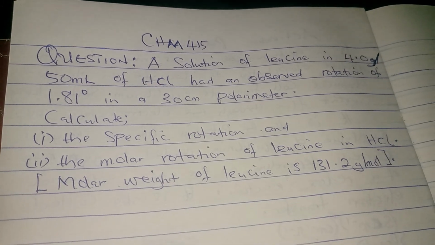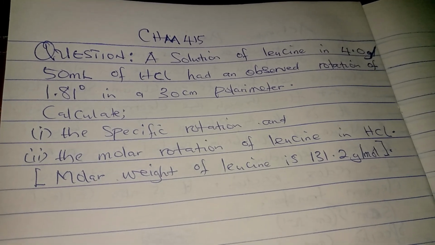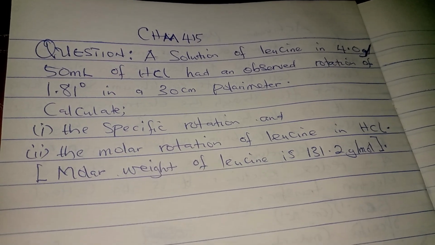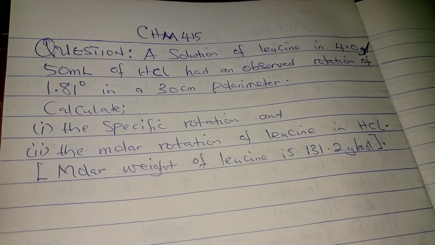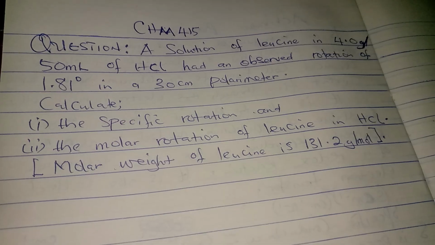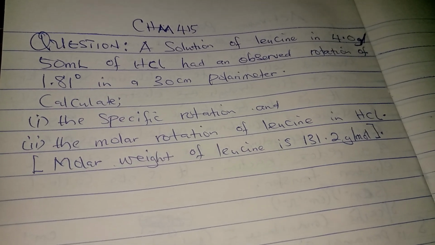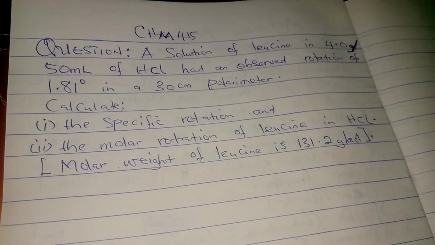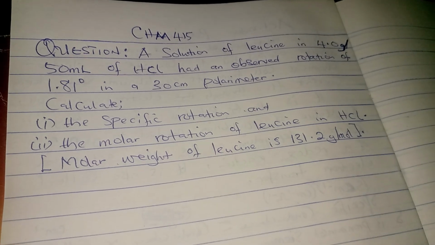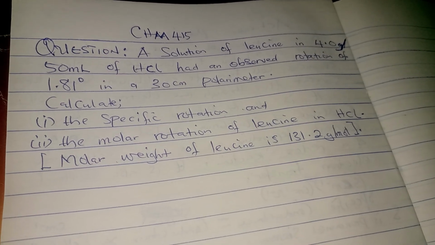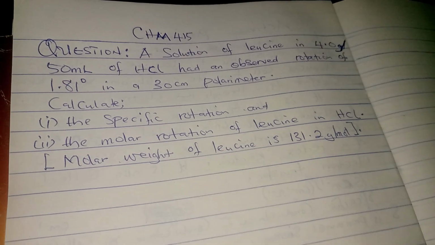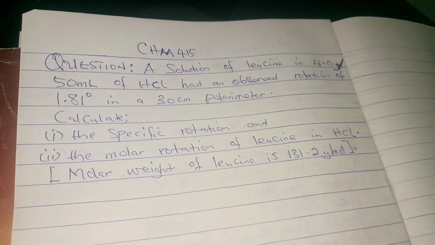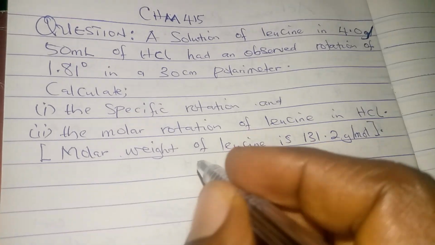The question says a solution of leucine in 4.0 gram per 50 ml of hydrogen chloride had an observed rotation of 1.81 degree in a 30 centimeter polarimeter. Calculate the specific rotation and the molar rotation of leucine in hydrogen chloride. You have been given the molar weight of the leucine to be 131.2 gram per mole. So what you need to do in this case is go to the solution part.